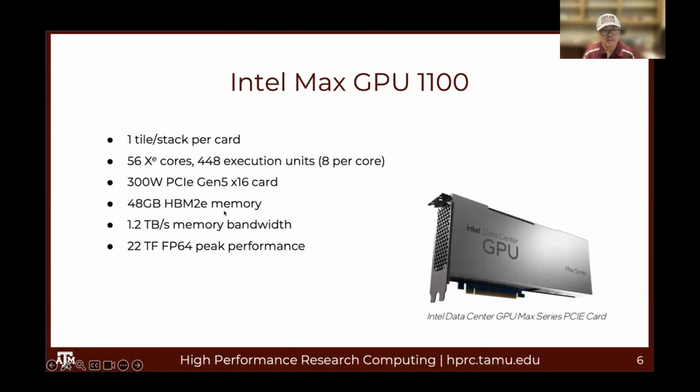And it has 48 gigabyte HBM2E memory. The memory bandwidth is 1.2 terabyte per second. The peak performance is 22 teraflops at FP64 precision. So this is some specs about the GPUs.